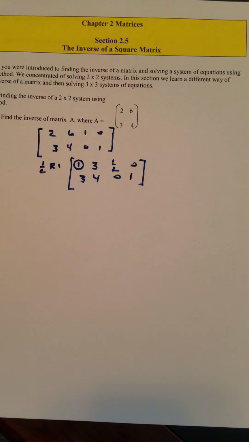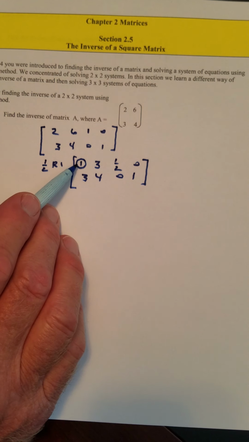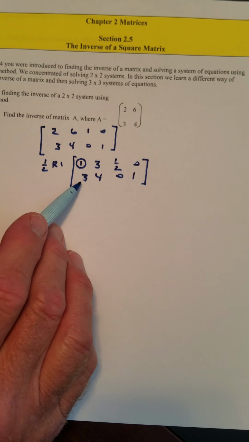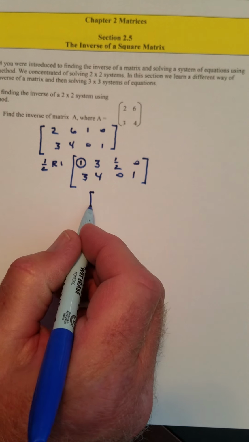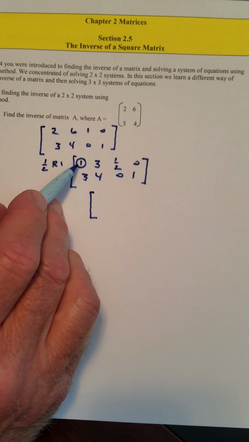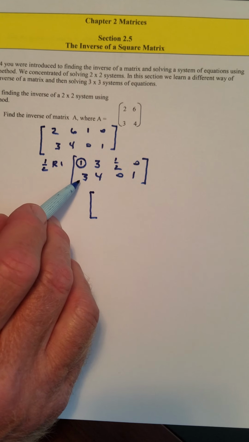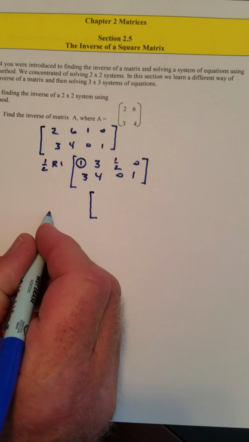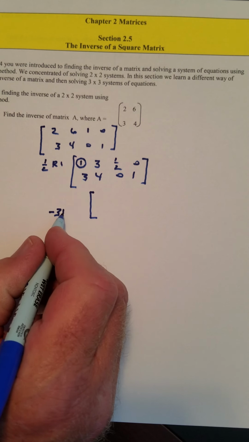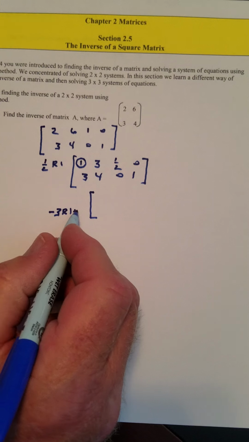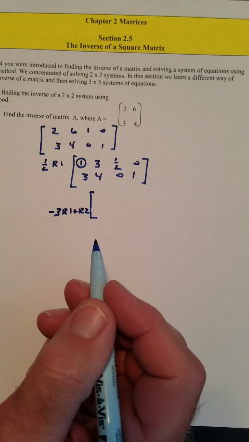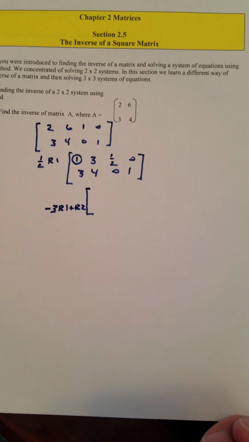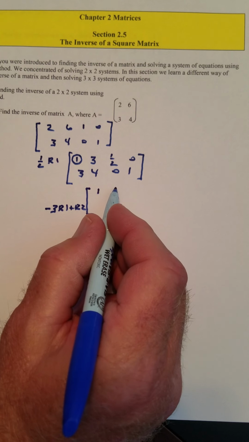Okay, again, thinking Gaussian elimination. I got the 1. Now what? We want to get a 0 where the 3 is. So we use where the pivot is, that 1. We're going to multiply by the opposite of that number. So the opposite of 3 is -3. So I'm going to take -3 times row 1, and add that to row 2. So the top row stays the same.